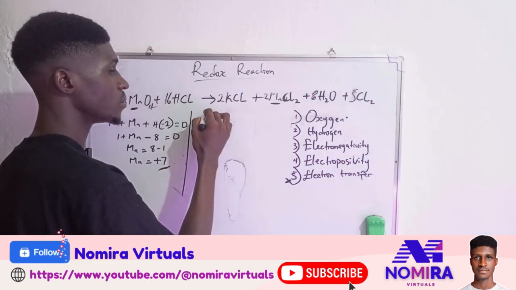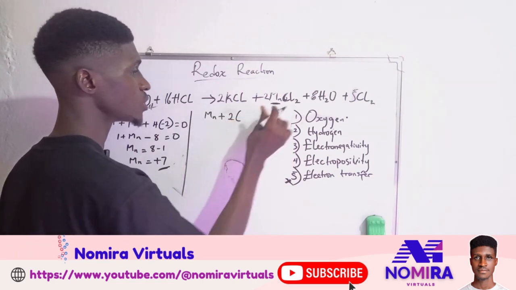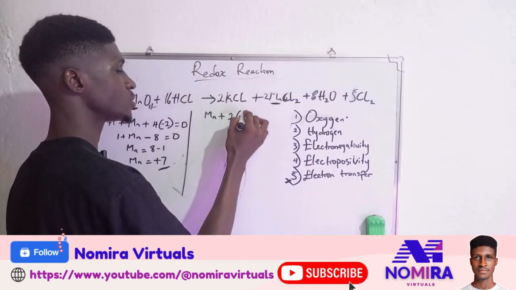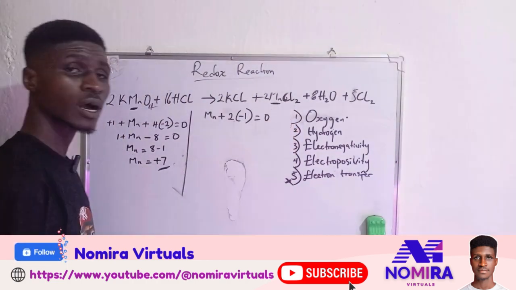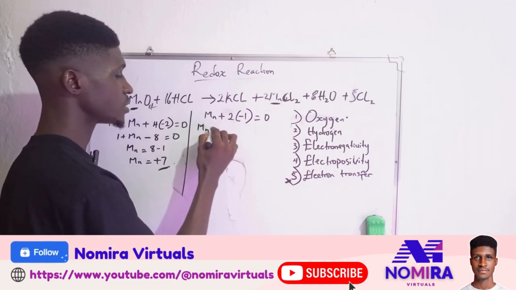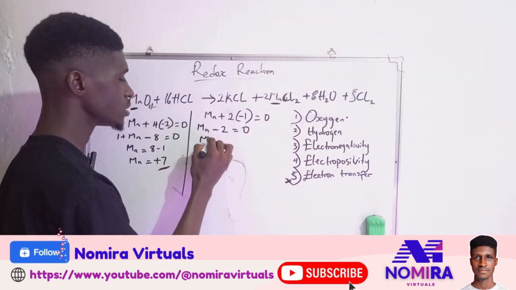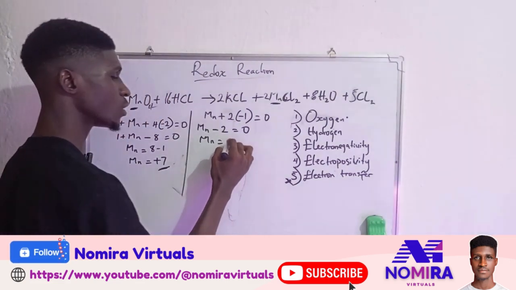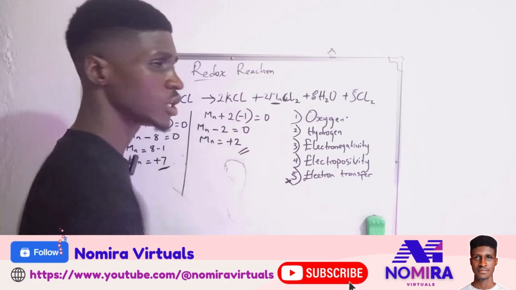Now let's consider what happens to manganese in the product side. Manganese will be considered as unknown, plus 2 times the oxidation state of chlorine in this particular compound, which is usually -1, equal to 0, because this is a neutral compound. So we have manganese, plus 2 times -1, which is -2, equal to 0. So manganese is equal to, when this crosses over to the other side of the equality, +2. So we have +7 here and +2 here.